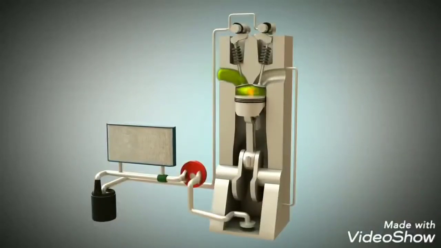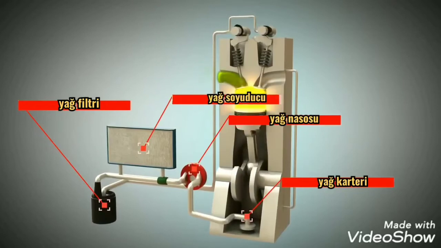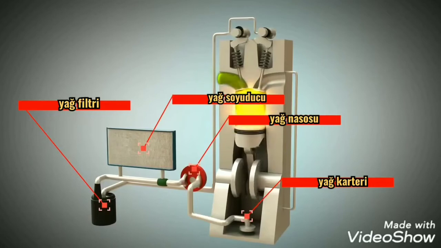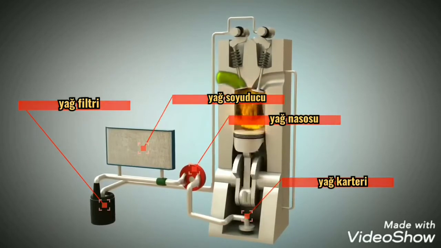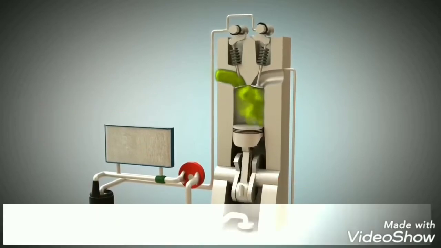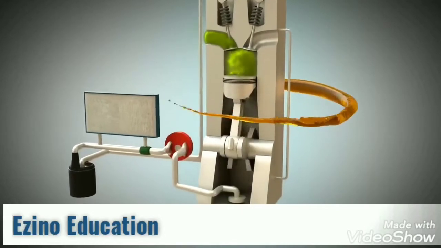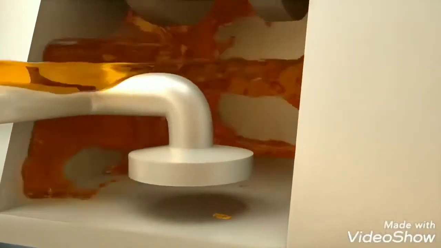Engine lubrication by means of oil is primarily used to reduce friction between moving parts and dissipate heat. In this animation, we want to describe wet sump lubrication using a 4-stroke engine with only one cylinder. In the lower area of the engine is the oil sump in which the oil can be found.